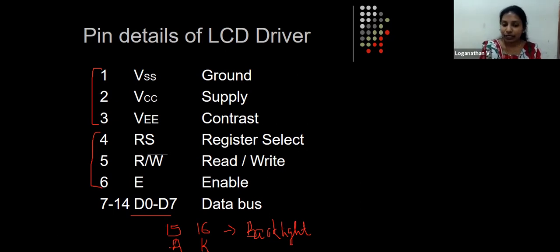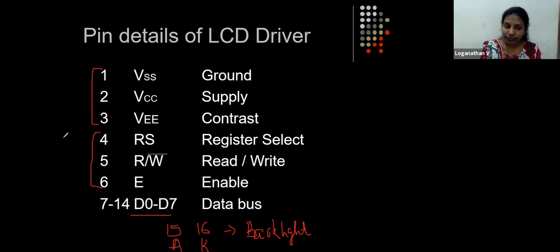So here pin number 15 and pin number 16 are connected to VCC and ground, for backlight purpose. Now, among these 16 pins, VSS and VCC, we are not going to connect. Do we need to program those pins? No. Anyhow, you will just connect ground, supply and contrast. That is already connected to the port. Now, you have to be programming. And 15 and 16 pin, are you going to program? No. It is just connected to VCC and ground already.